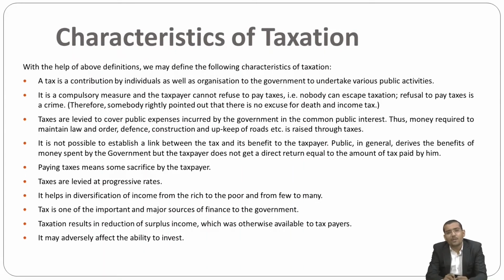The next important characteristic is that it is not possible to establish a link between the tax and its benefit to the taxpayer or public. In general, the public derives benefits from money spent by the government, but the taxpayer does not get a direct return equal to the amount of tax paid. That means you pay tax of rupees 1 lakh for that particular assessment year, for the financial year.